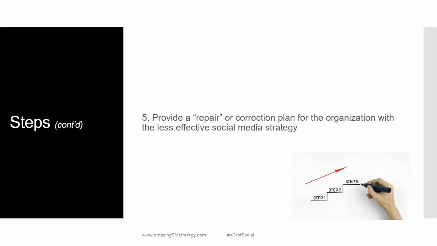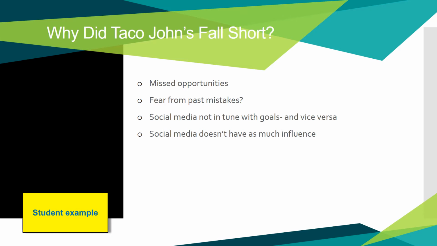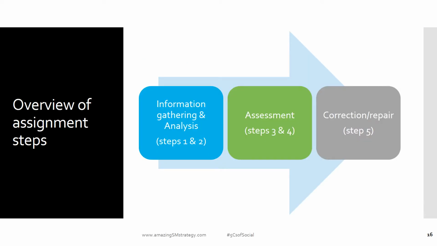The final step is to develop a corrections plan for the organization that has the less effective social media strategy. So following with our example, the group proceeded to recommend adjustments to Taco John's social media strategy. Here is an overview of the assignment, looking at the steps that we just discussed in terms of phases. We start with information gathering, then we proceed to the assessment phase, and end with our corrections plan.